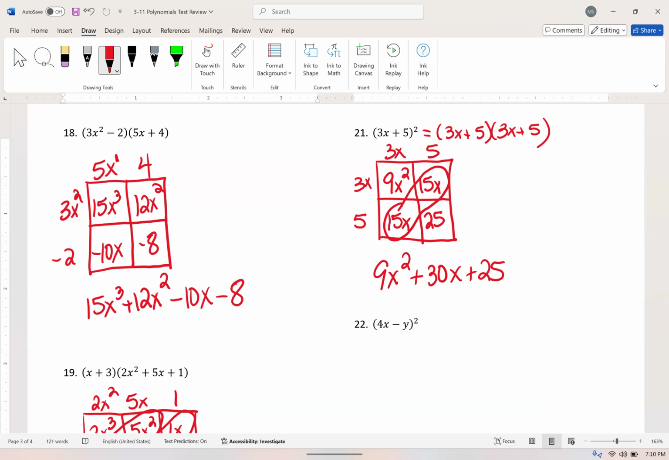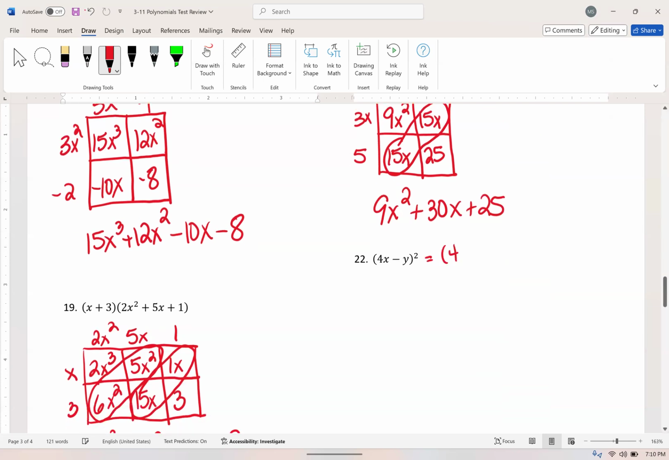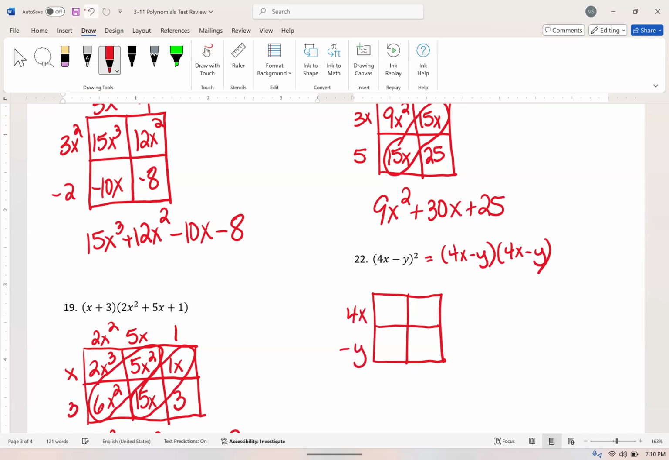All right, number 22 is very similar to number 21. So we have a 4x minus y times 4x minus y. All right, so let's make our box. 2 terms times 2 terms. So 4x minus y, 4x minus y. 4x times 4x, that's 16x squared. 4x times, this is like a negative 1y, so negative 4xy. Same thing here, a negative 1y, so negative 1y times 4x is negative 4xy. And negative 1y times negative 1y is positive y squared.